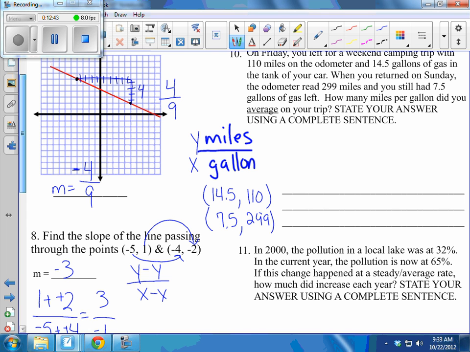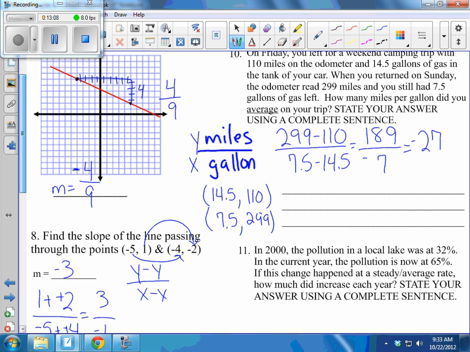So I'm going to go ahead and subtract my y's. So 299 minus 110 is just a little bit easier. And then I'm going to subtract my x's, following the same way. So when I'm done subtracting my y's, I get 189. And when I'm done subtracting my x's, I get 7, or actually negative 7. And when I divide those, I get negative 27. And the reason why it's negative is because it's going down. So if you also have positive 27, that's okay because you can explain it in your answers.